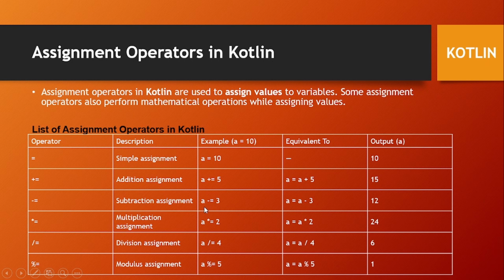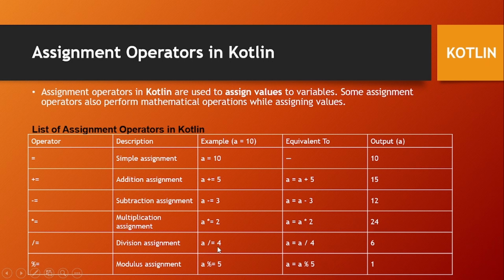The next one, we have a -= 3, where we are subtracting 3 from the 15 that we already assigned in the previous example. So it is equal to a = a - 3. The result will be 12 because we are subtracting 3 from 15. Similar to our previous example, we can use the multiply symbol, asterisk, with equal to 2. 12 equals 12 multiplied by 2. The result will be 24.